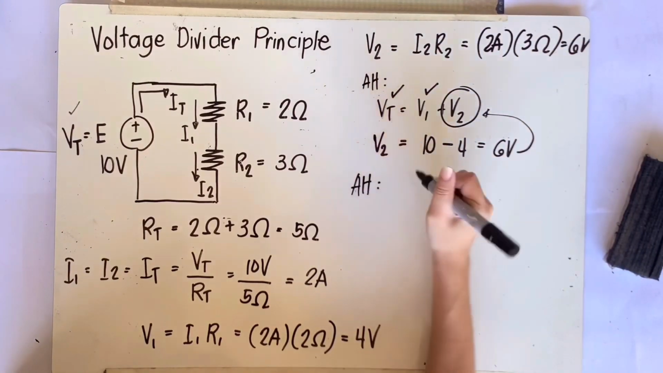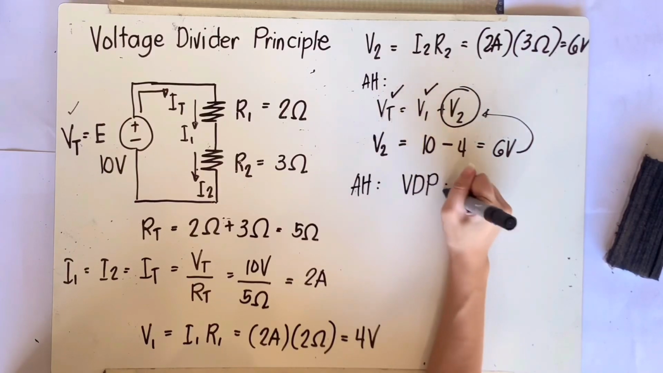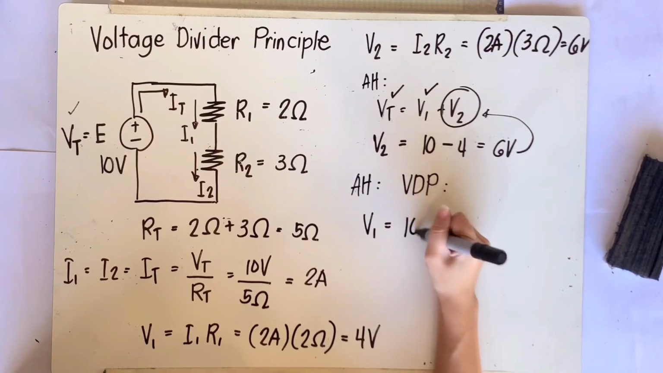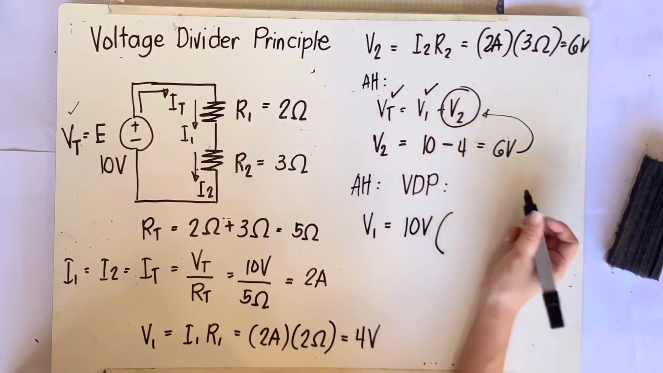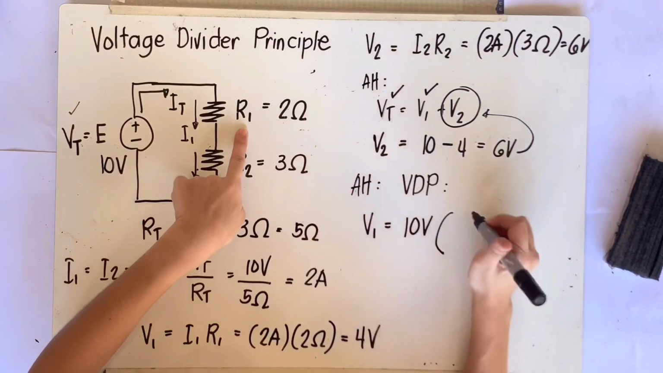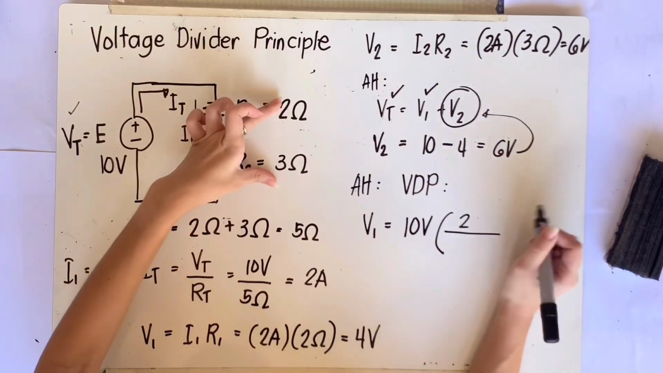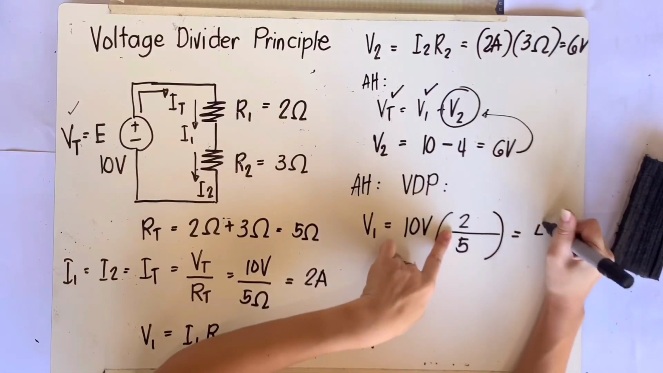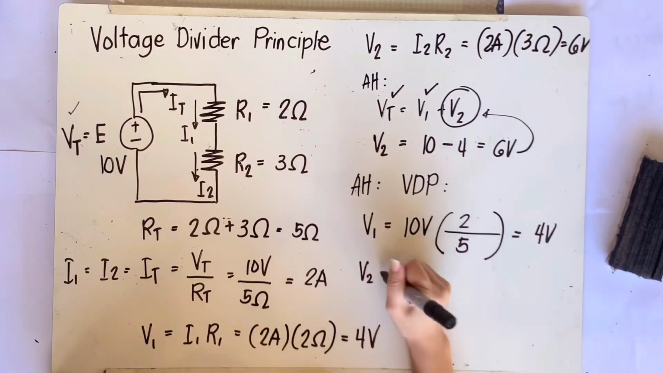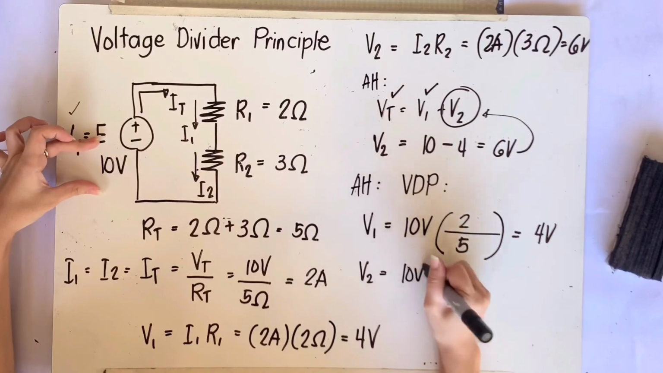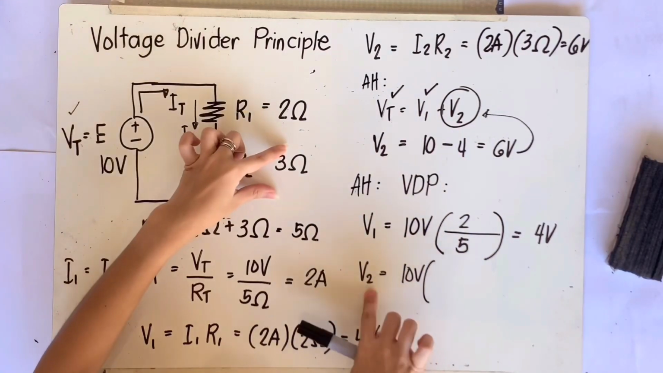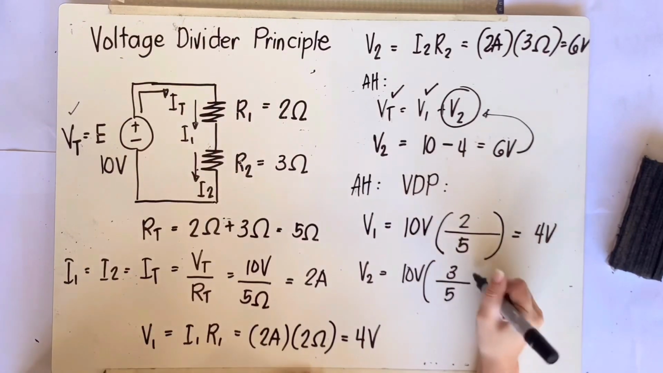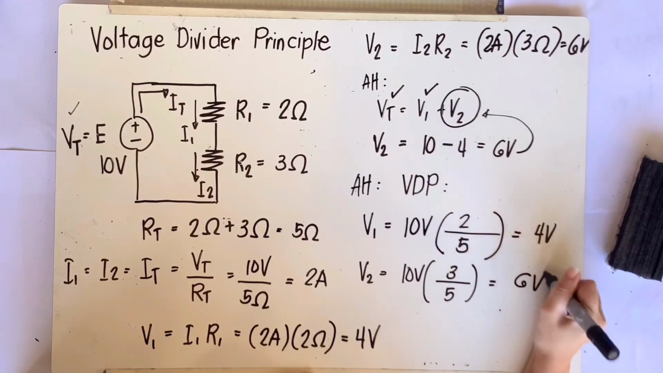But alternatively, we can use VDP, voltage divider principle. And for me to get V1, anong sabi? Total applied voltage. So, 10 volts yon multiplied by, kung V1, si R1 ang kailangan ko. So, 2 ohms divided by sum nilang dalawa, which is 5 ohms. And that gives you 4 volts. For V2, ganun ulit. Magkano yung voltage sa paghahatian? 10 volts times pag V2, R2 naman ang kailangan natin. So, 3 ohms over, sum ulit nilang dalawa, 5. We have an answer which is 6 volts.